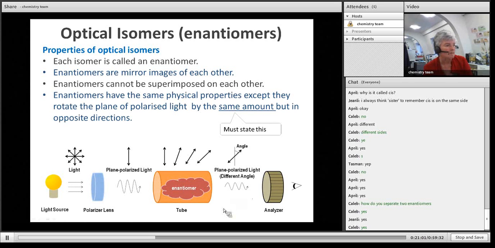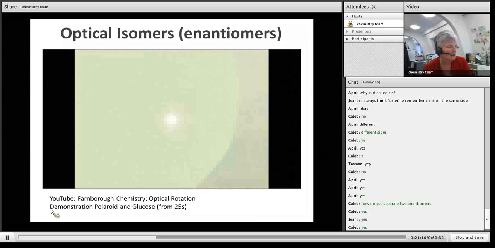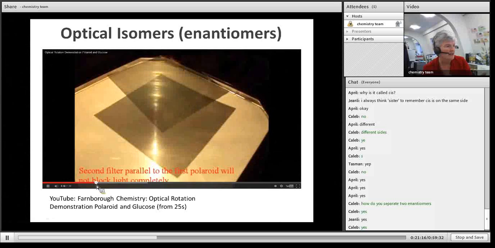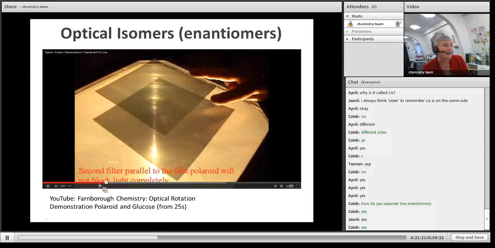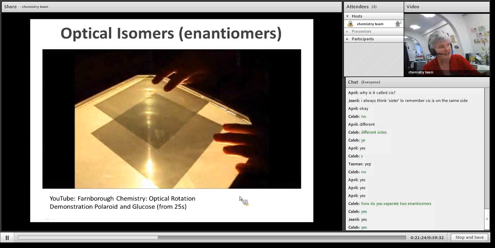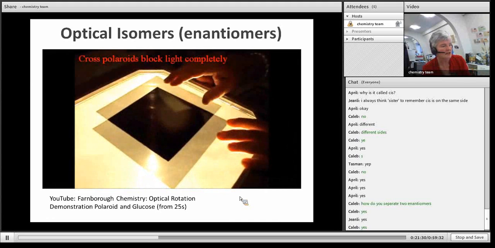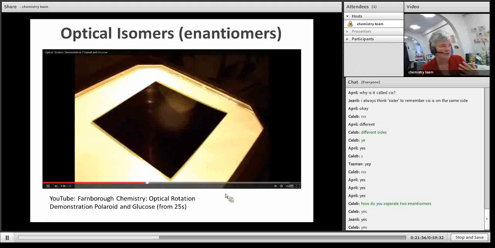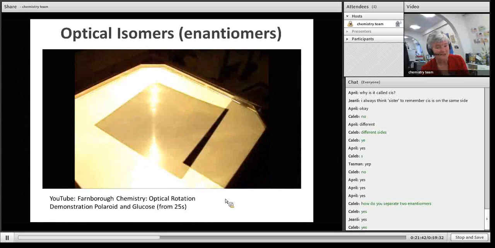Okay, this is an example, and I'm going to move this on to show that optical rotation. I've got two over here. I'm trying to show the blocking of the light. Can you see how it's blocked the light now? One way it let it through, now it's dark. I'm just waiting for them to put the chemical in there. They're going to use glucose.